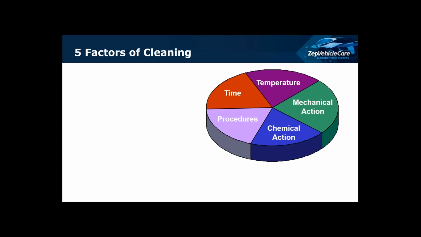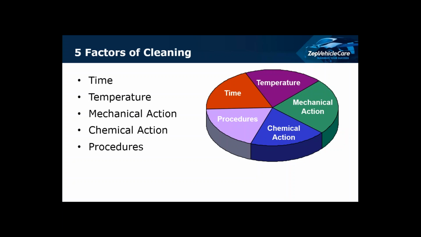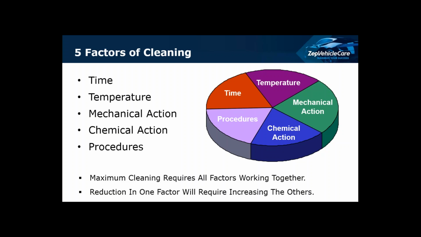So let's look at the 5 factors of cleaning. What are the 5 factors of cleaning? We like to look at the 5 top things of time, temperature, mechanical action, chemical action, and procedures. Those 5 things revolve around a pie chart, as you can see on the screen on the right. And as you all know, a pie chart adds up to 100%. So we'll see in a minute how that plays into our description of how these 5 factors of cleaning really affect the balance of a car wash and the chemistry in a car wash.